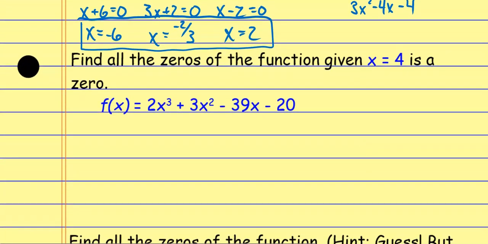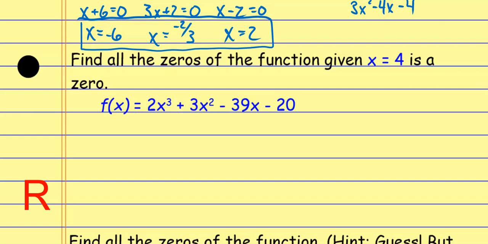If I look at this one, it says find all the zeros of the function, given that x equals 4 is a 0. So once again, I want to set this thing equal to 0. I want to find all the values. And once again, 4 terms. I might try something like factoring by grouping. Again, it doesn't work for this particular example. And it's really easy to get the factoring going when you have one of the answers anyway.